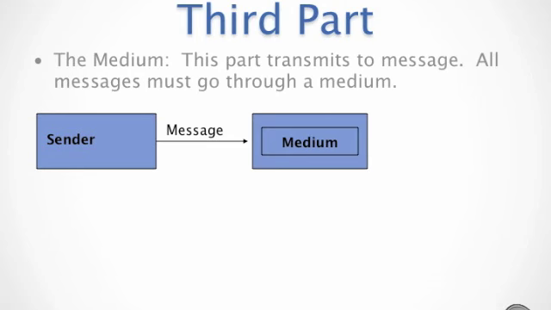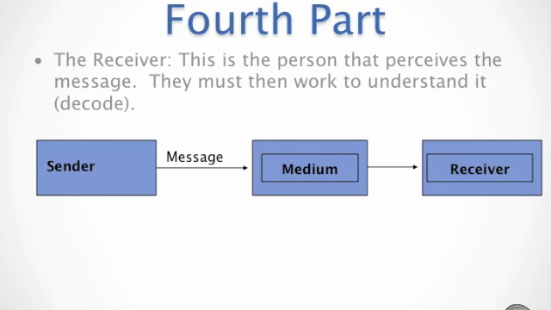This message then must travel through the third part, or the medium. The medium can be anything that helps transmit the message. It can include things like a television, computer, phone, your voice box, or even your hands. When we talk about the medium as everything goes through, this is an important concept that can oftentimes be overlooked. But once the message travels through the medium, then it's allowed to go to the receiver.